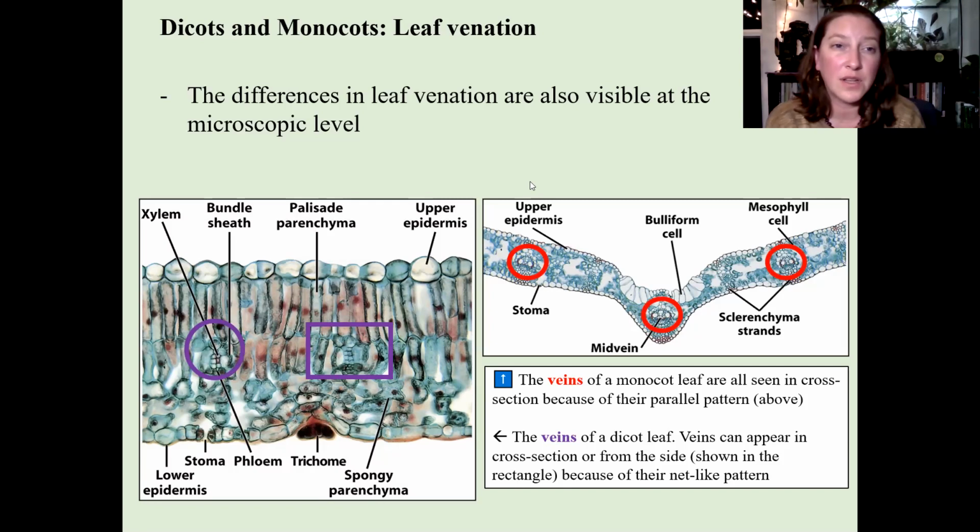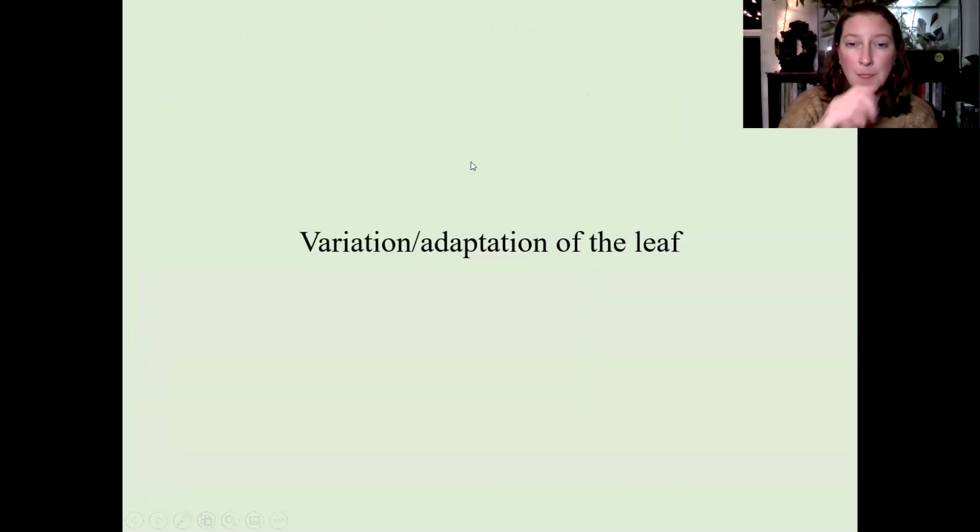So you can tell if a leaf is a monocot or dicot with the naked eye by looking at the veins, but if you're looking at a microscope specimen, you can also tell if it's a monocot or a dicot because of that. Right, we're finishing up leaves here, and roots won't take as long.